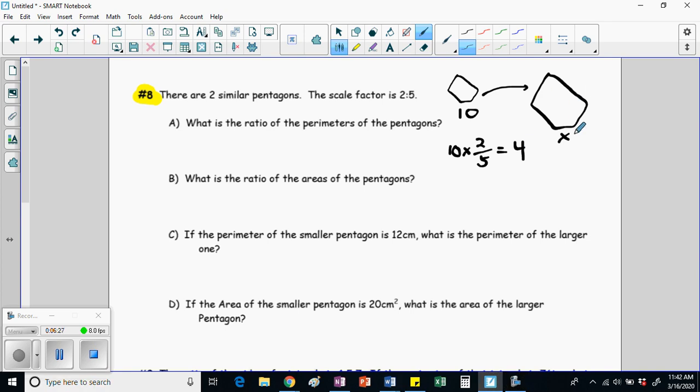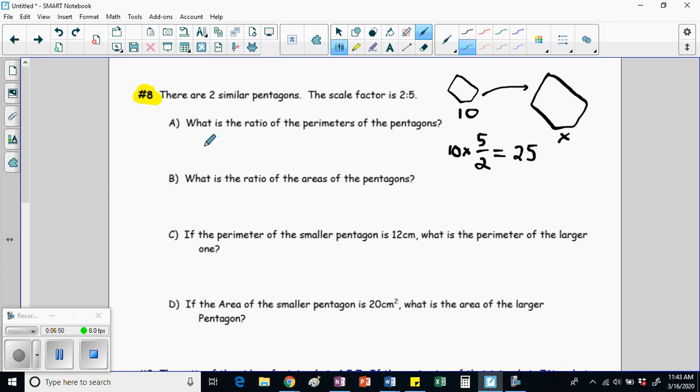If that happens, then my scale factor must be upside down. Instead of multiplying by 2 over 5, I want to multiply by 5 over 2. Here, if I multiply by 5 over 2, I should get 25 for my missing measurement in the larger pentagon. And that makes sense. That's about what that should be. All right, so that's a little recap. Now let's use this to answer our questions.